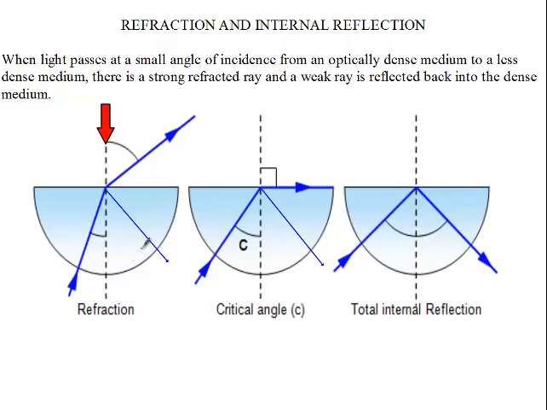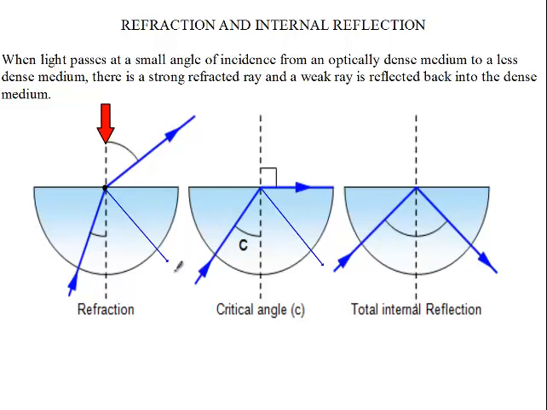The first thing I would like us to see is that when light passes at a small angle of incidence from an optically dense medium to a less dense medium, here we can think of it as from glass to air or from water to air, there is a strong refracted ray. So here is our incident ray. It meets at this point, and then there's a strong refracted ray. And a weak ray is reflected back to the dense medium.